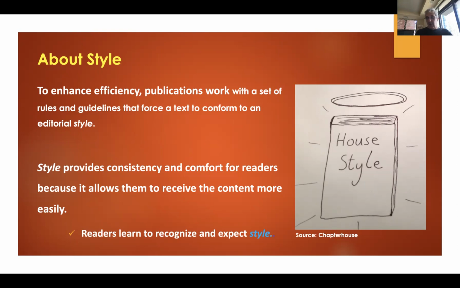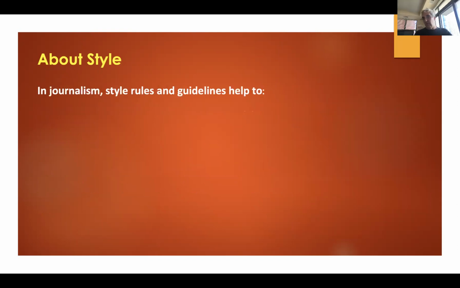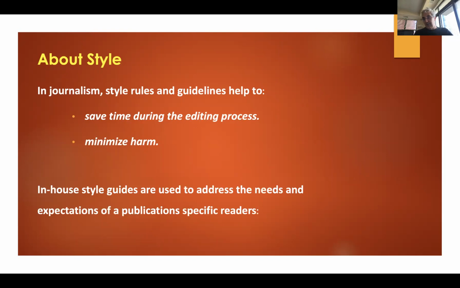In journalism, most publications adhere to AP style. The AP style book is called the AP style book and libel manual. And that is because AP style is designed to accomplish two things: eliminate waste, wasted time and debating what's the best way to do things, and also to minimize harm. Even still, many newspapers and magazines have their own in-house style guides that are used to address the needs and expectations of their specific readers.